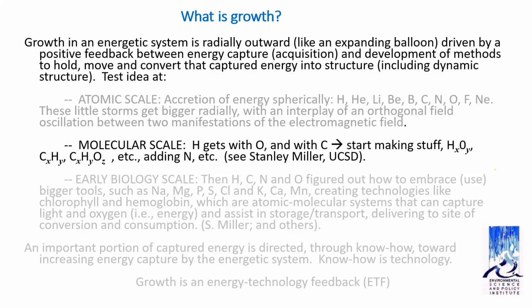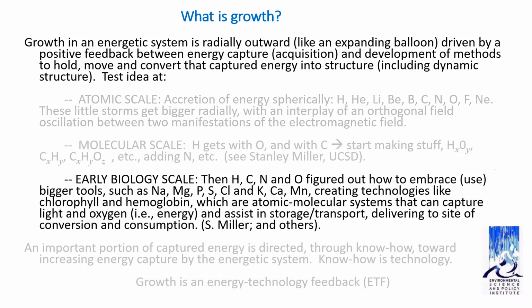Stanley Miller at UCSD was able to show that if you put these atoms into a flask and pump in energy, you'll be able to make amino acids. You can make very basic, complicated molecules. So at the very early biological scale, you have the light elements learning how to use the heavier elements and essentially creating technologies like chlorophyll and hemoglobin.